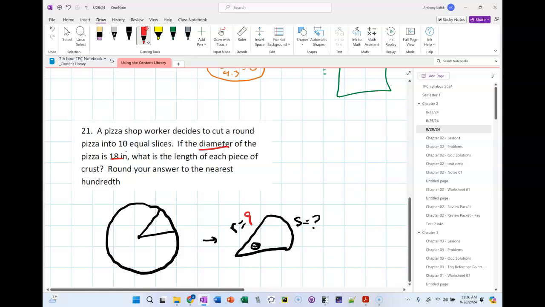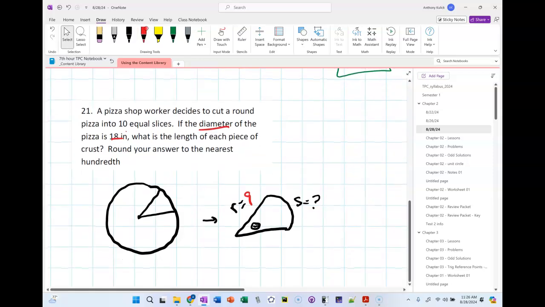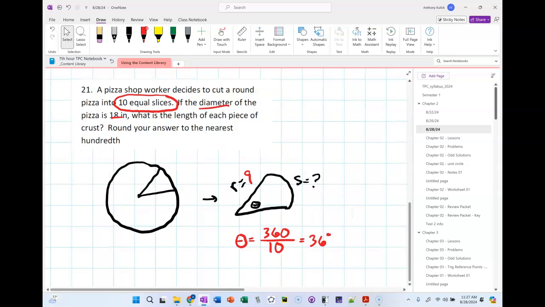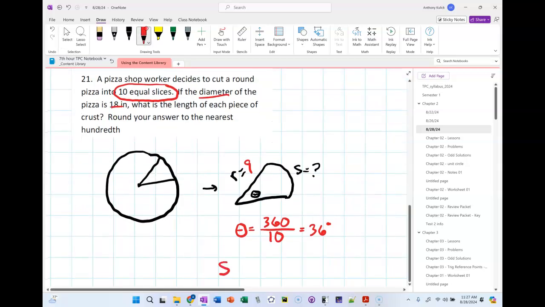And how are we going to find that central angle? Because I still need that in order to find S, right? This is going to be the key here. So how many degrees are in a circle? 360. And if I'm dividing that into 10 slices, I'm chopping that up into 10 equal angles, so that 360 gets divided 10 ways. And now I can plug that into my formula.